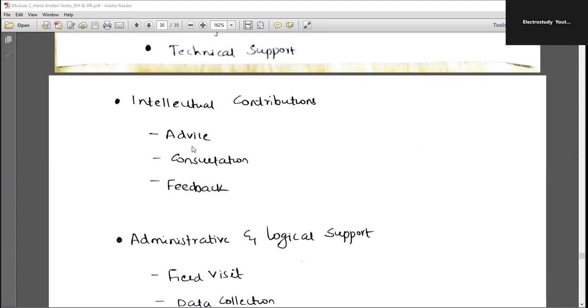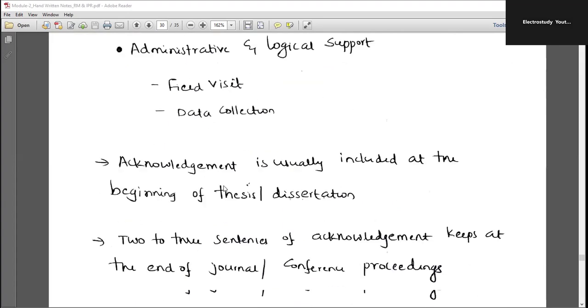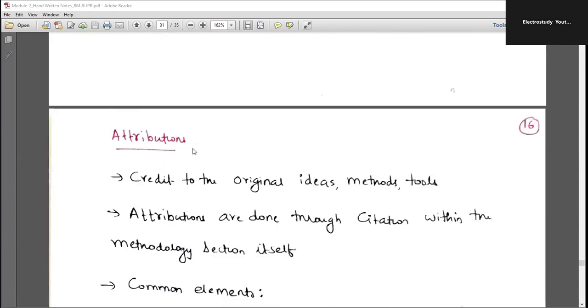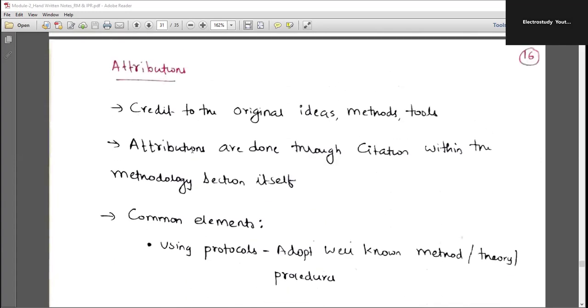Similarly, intellectual contribution, advice, consultation, feedback, etc. Then administrative and logistical support such as field visits and collection of data. Okay, these are the things you are supposed to mention in your examination. Even you can mention the attributes.